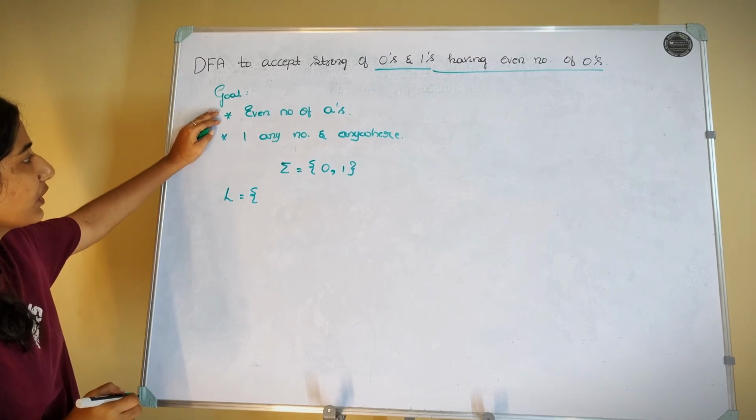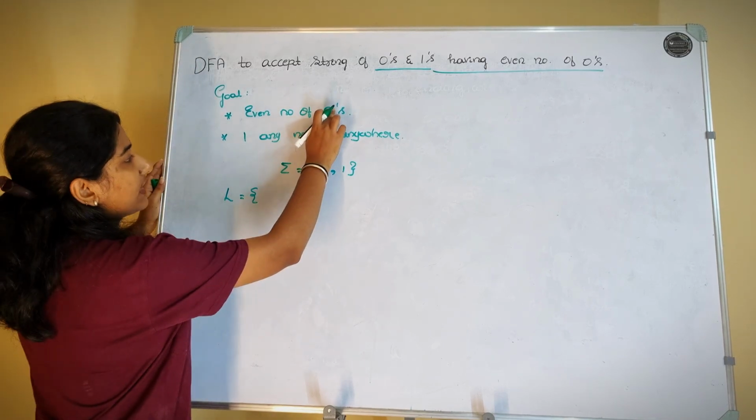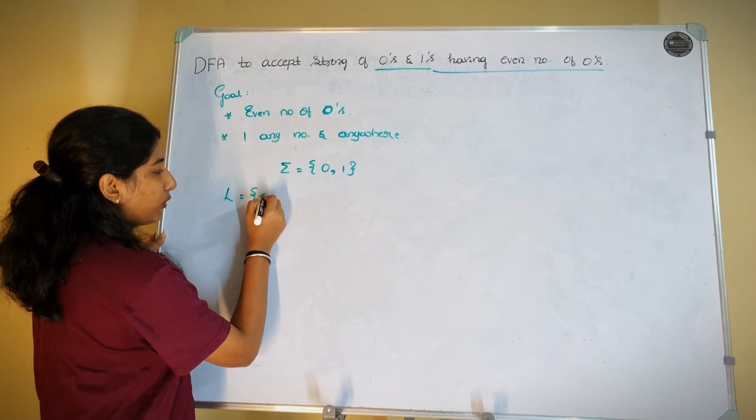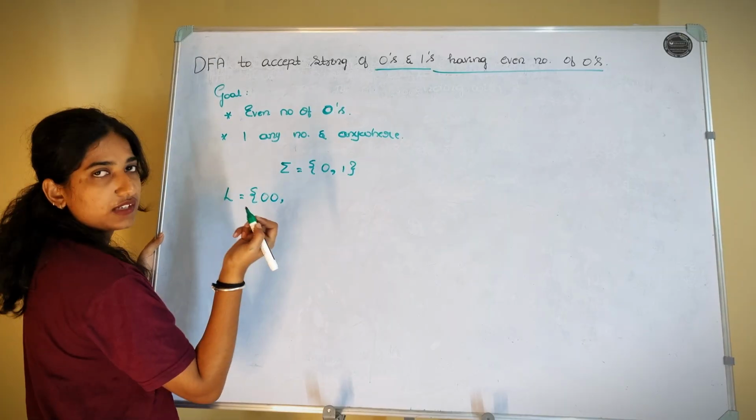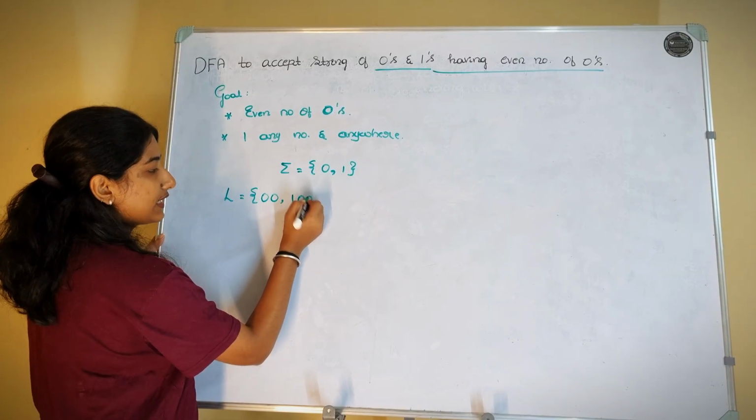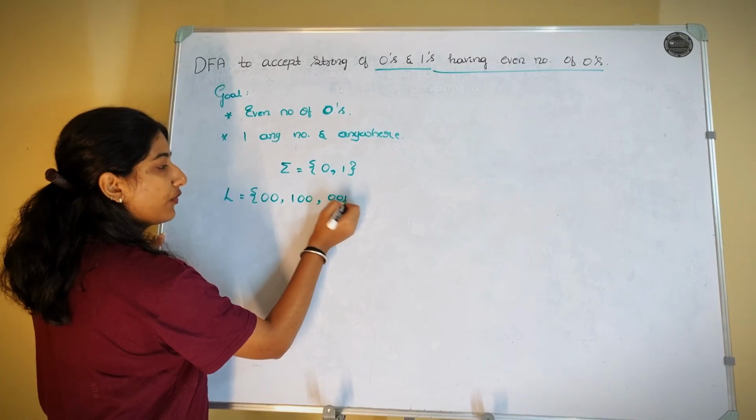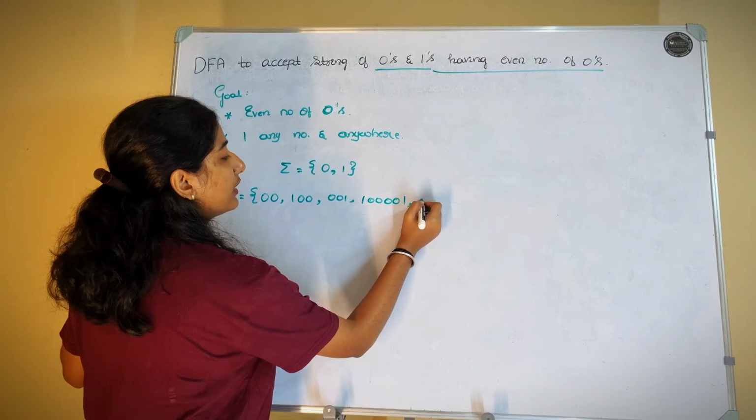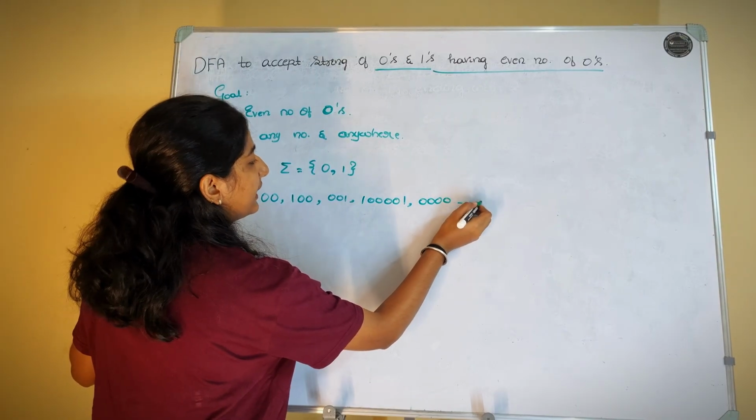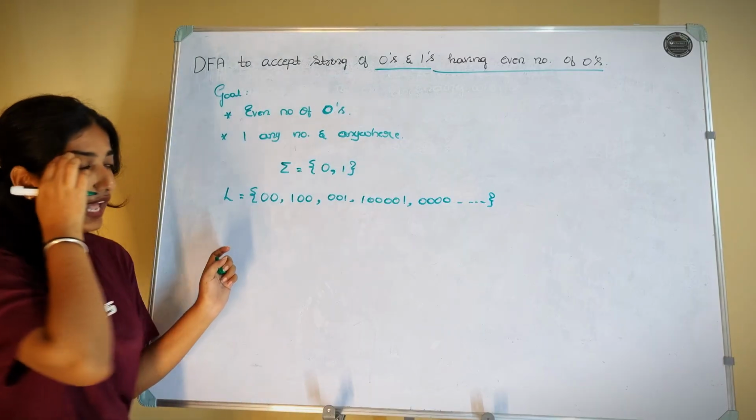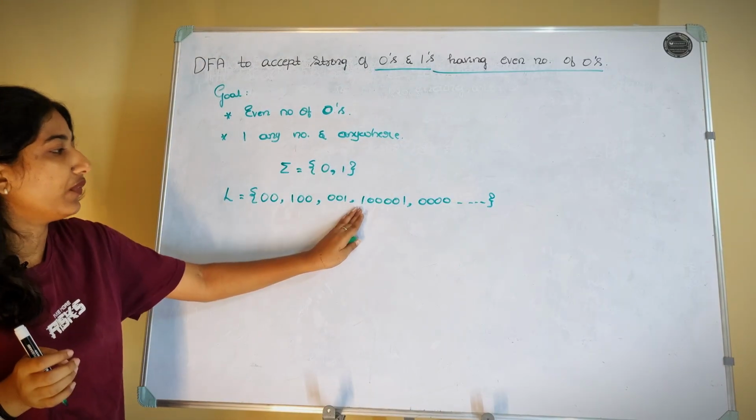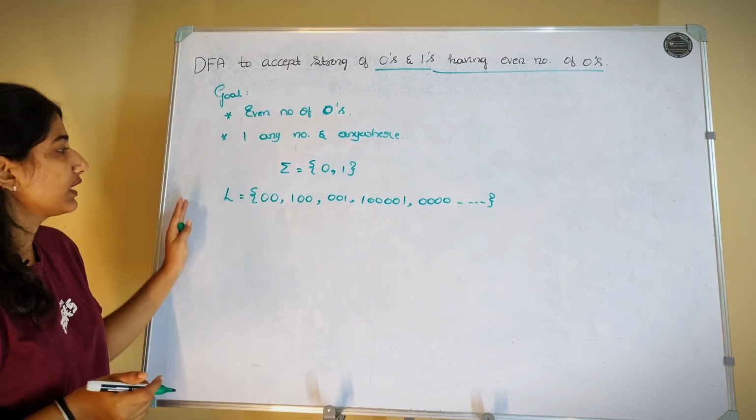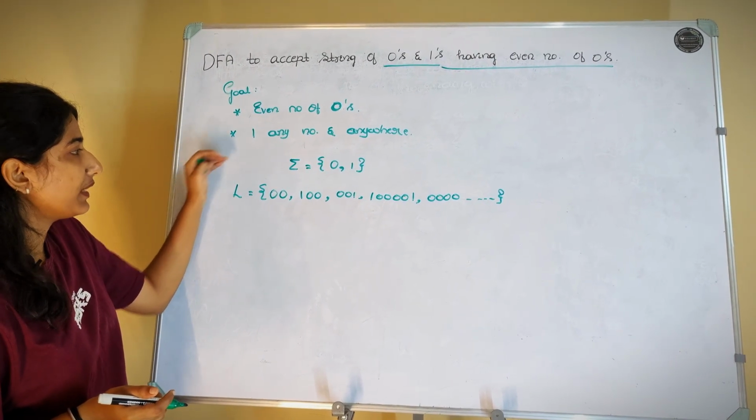So our goal is to write even number of zeros. So we can have 0 0. This is even number of 0, right? And we can have 1 0 0 or 0 0 1 or 1 0 0 0 0 1 or 0 0 0 0 like this. But the main thing is we should have even number of zeros, and 1 can be anywhere and it can be in any number. So this is how we represent the alphabet and language.